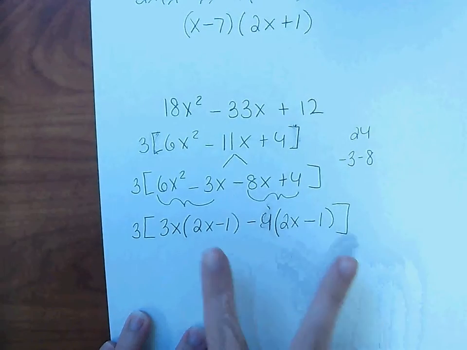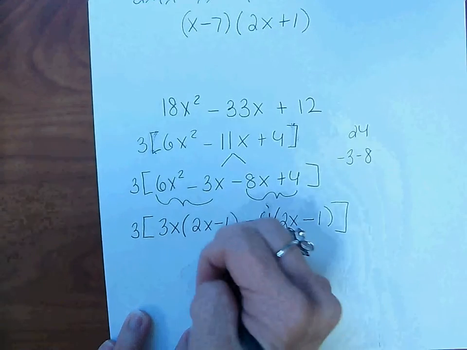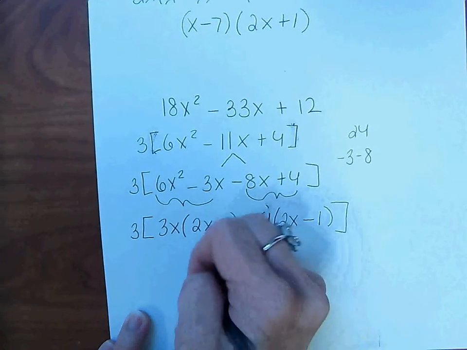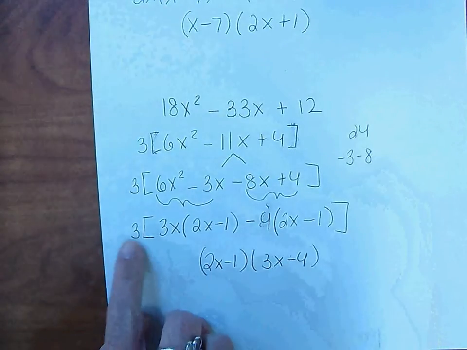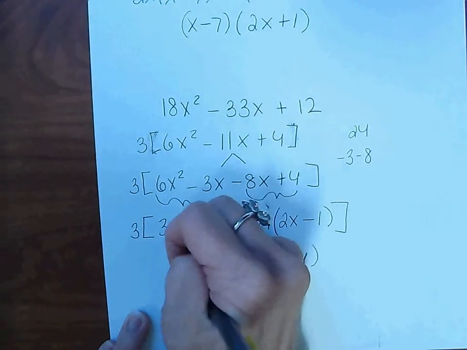All right, so pull out what they have in common, 2x minus 1. The leftovers, 3x minus 4. And once again, don't lose the 3 that you pulled out, so you just bring it out in front.